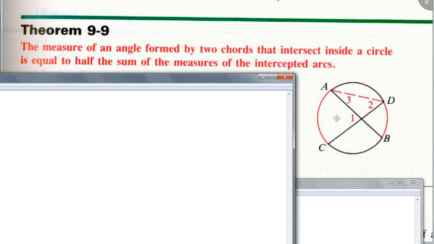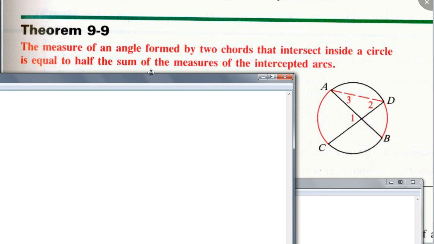Leo, what do you think, sir? 2 plus 3. Oh, that is true. That's actually going to be helpful for us to actually prove one of these. But what are they saying? Angle 1 is equal to, it says, half of the sum of the measures of the intercepted arcs.